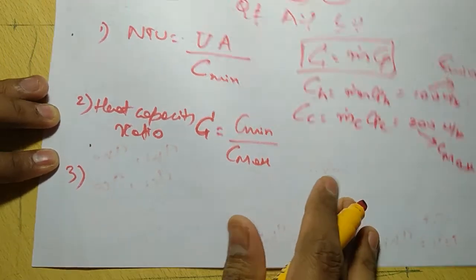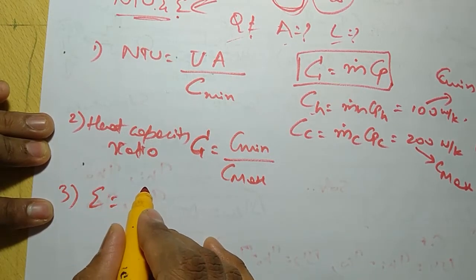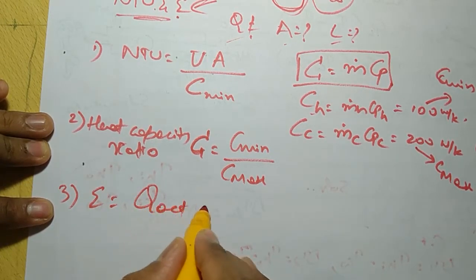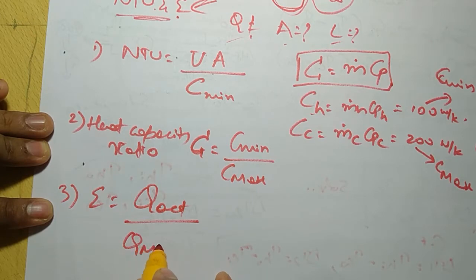Next, effectiveness is defined as actual heat transfer divided by maximum heat transfer. Q actual means what?